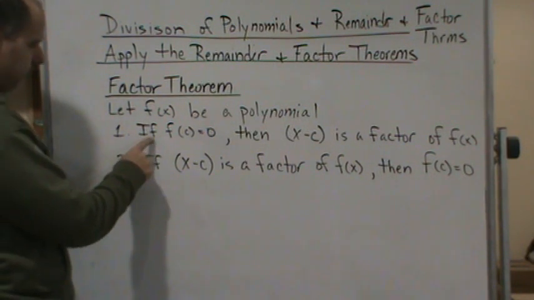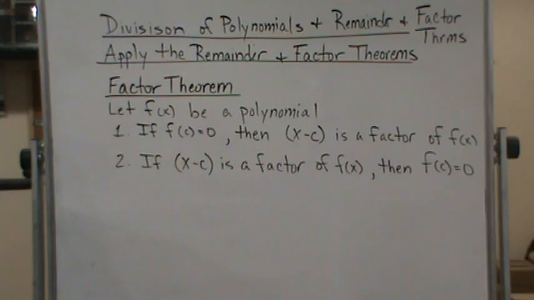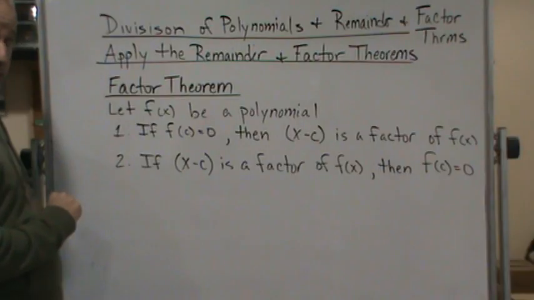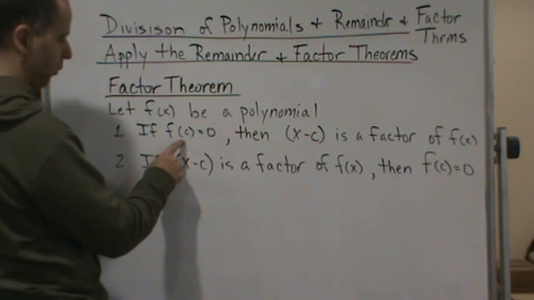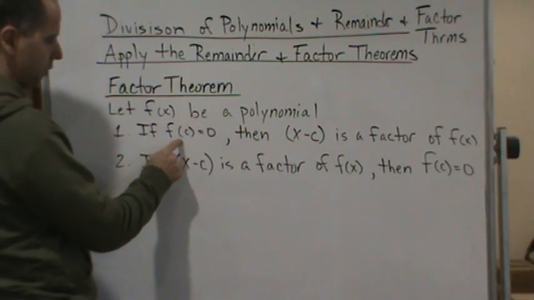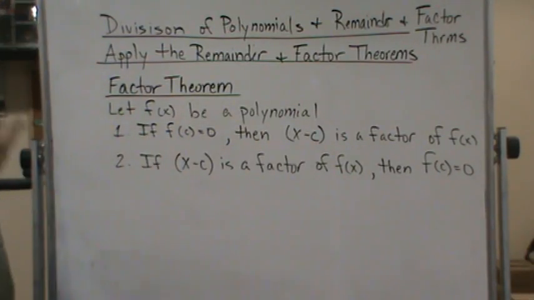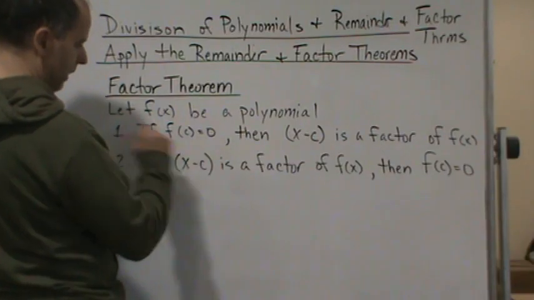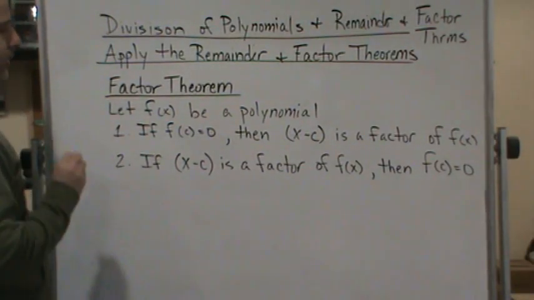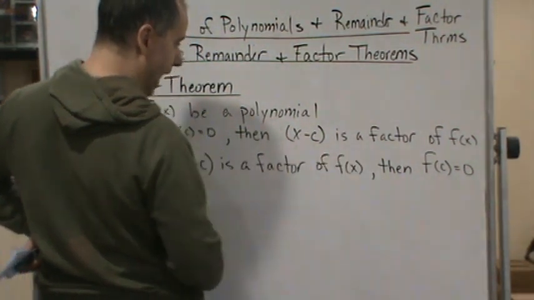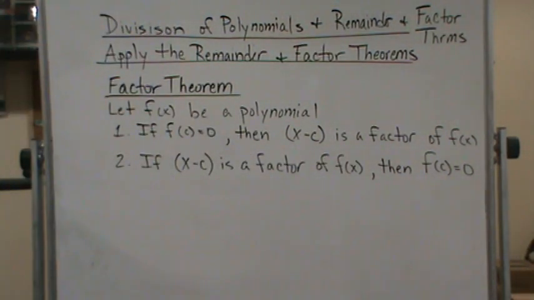That means if it's a polynomial, then we basically have this. 1, if f of c equals 0, which means, the remainder theorem says we can find the remainder by evaluating the function at that c value. If we evaluate the function and we get 0, then by the remainder theorem the remainder is 0. So in other words, if we have f of c equal to 0, then what we can know is that x minus c is a factor of f of x.